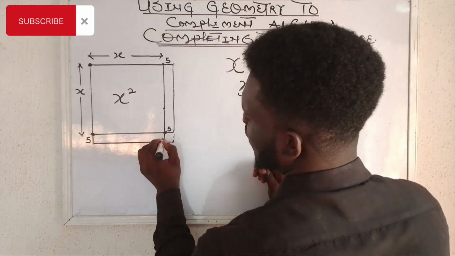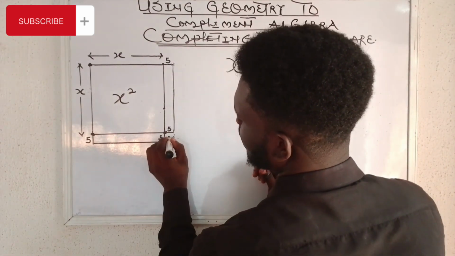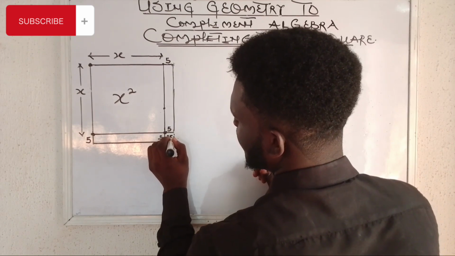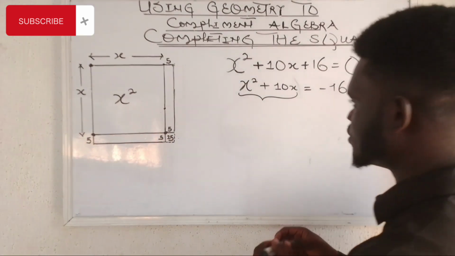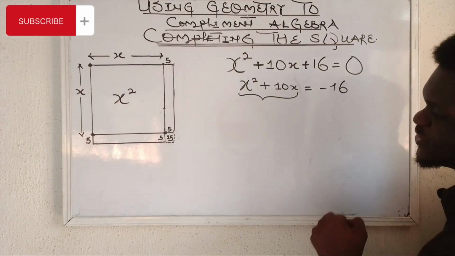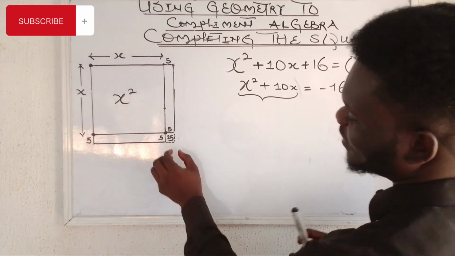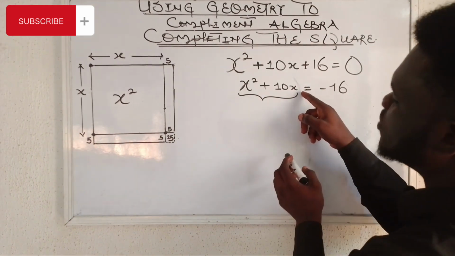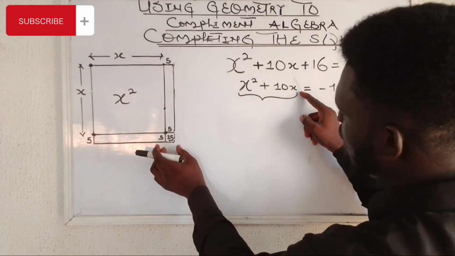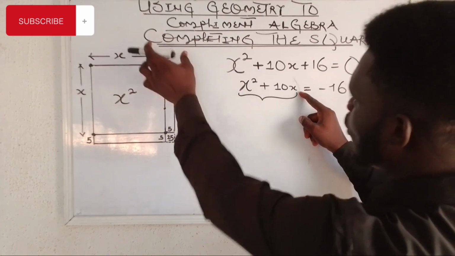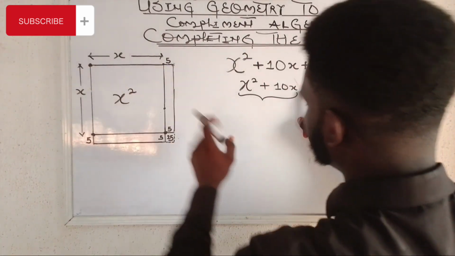Since we already know that here is 5 and here is also 5, automatically the whole area here is going to be 25 units. So automatically this 25 units is what should be added. That is the area of the square that was added to complete the square that we had.